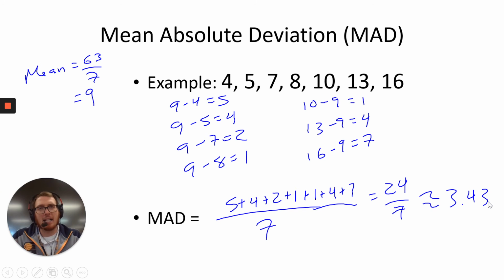Now, when we get into context of situations, it will make more sense what that's telling you. But it's saying the average distance away from the mean is about 3.43. Again, all of these numbers, when we add them together for the MAD, should be positive because it's just the distance away from the mean, not necessarily positive or negative.